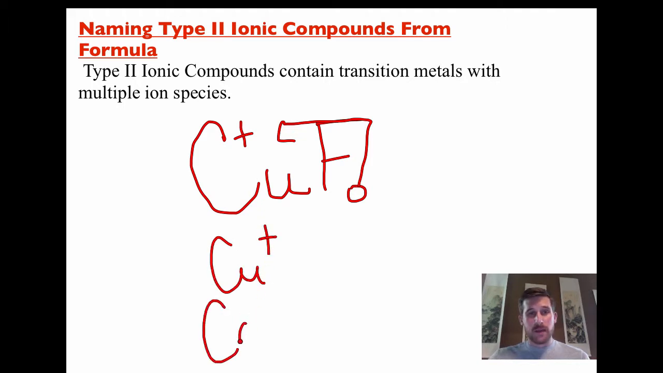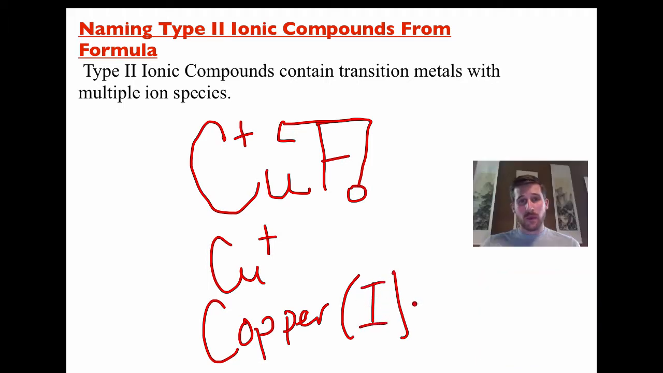So writing its name, I just write copper, and then I put (I) like that. Okay, so we've got copper(I), and then fluorine is my other element here. So I'm going to change that fluorine to what? Fluoride.